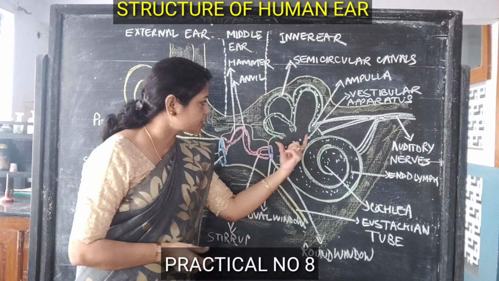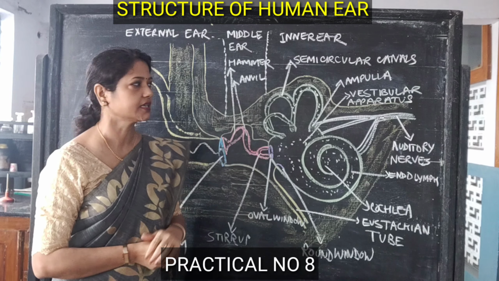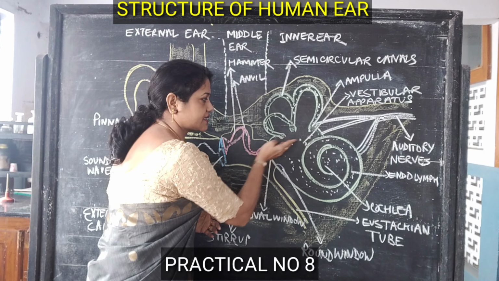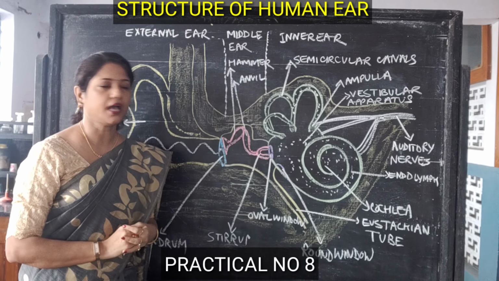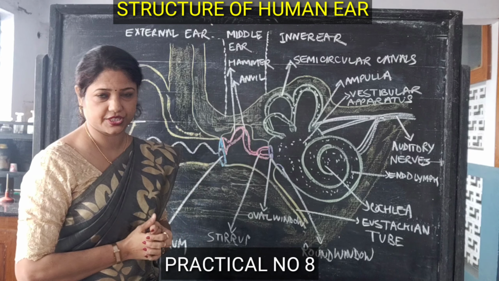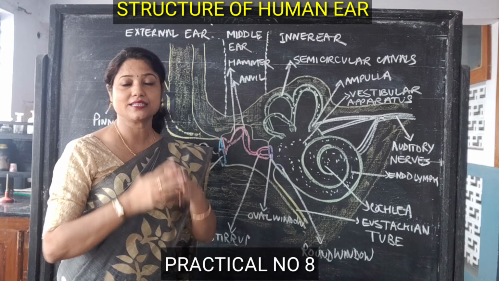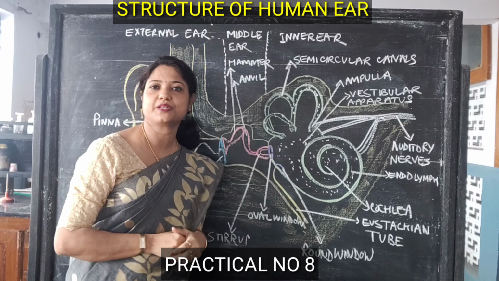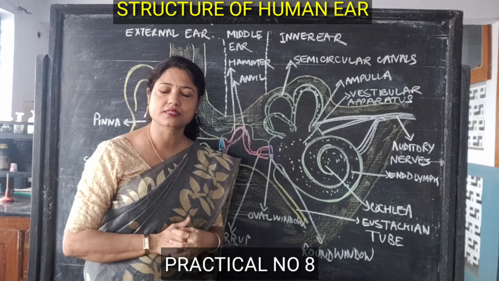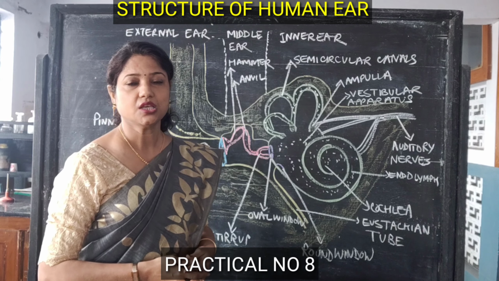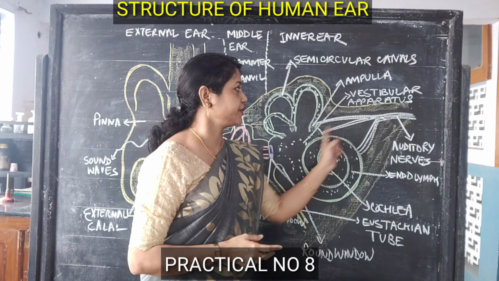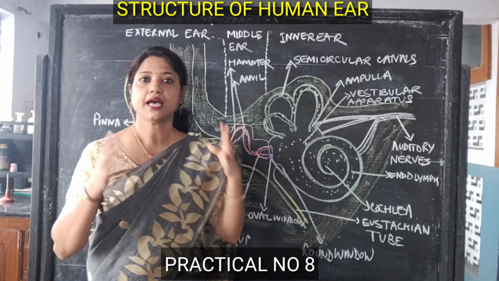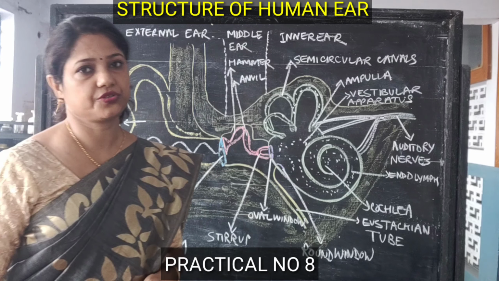Static balance. There is a sac-like structure just below the semicircular canals. That is called the vestibular apparatus. That vestibular apparatus, children, is again divided into two parts, utriculus and sacculus. These again contain sensory patches. Sensory cells are present here. When the body is in a static condition, that is at rest, then the sensory cells present in the vestibular apparatus are stimulated and they generate nerve impulses, which are transmitted to the brain through a pair of auditory nerve fibers, and hence the balance of our body is maintained during the static condition.